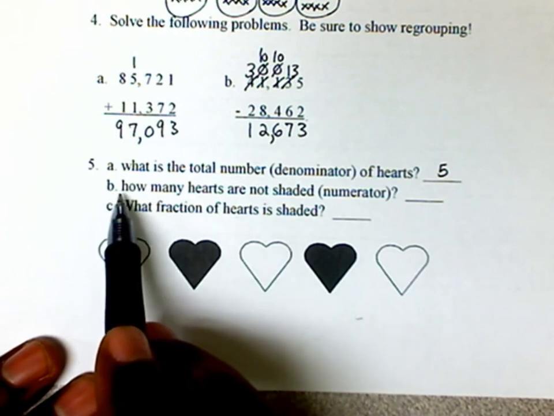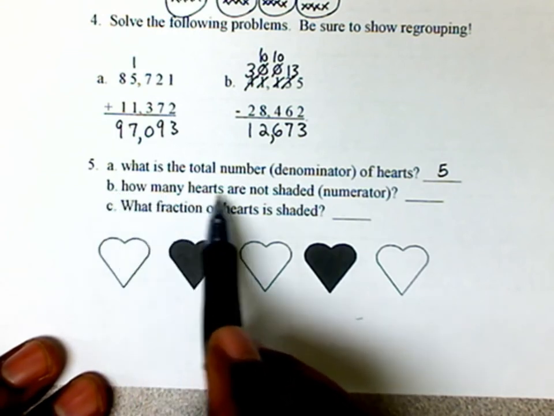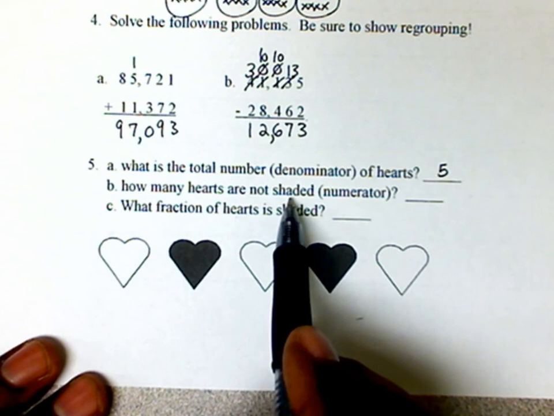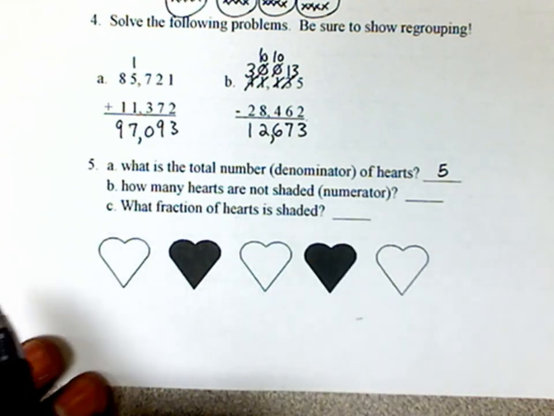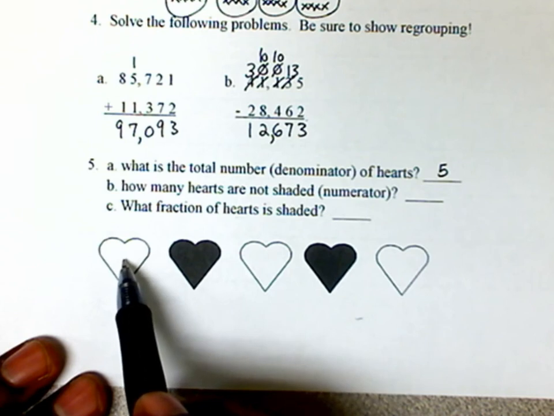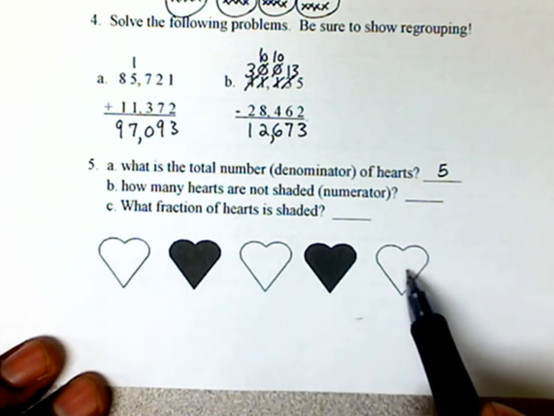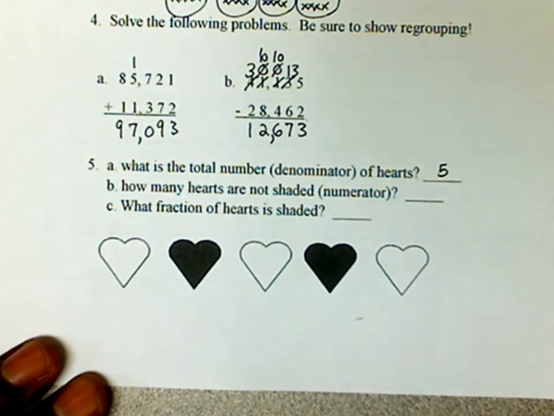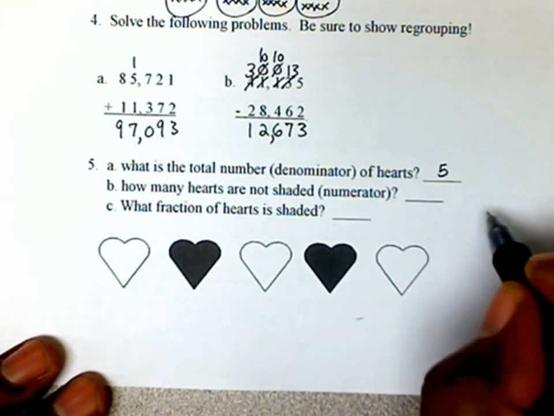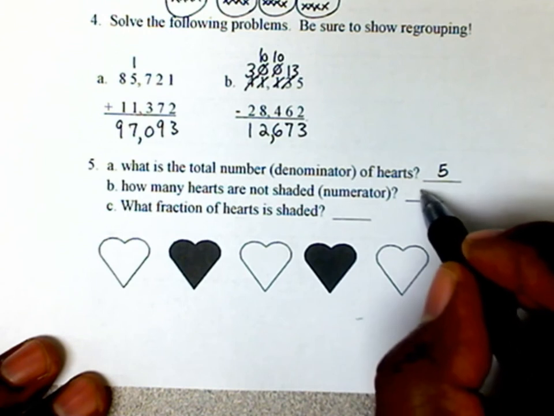If you look at question B, they ask how many hearts are not shaded. So they want a numerator that is not shaded. So how many hearts are not shaded? 1, 2, 3. So to answer this question, your numerator, which would be the number that goes at the top of a fraction, you would say 3.